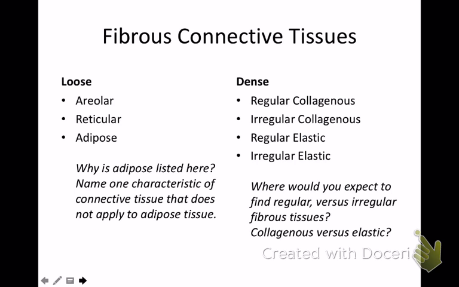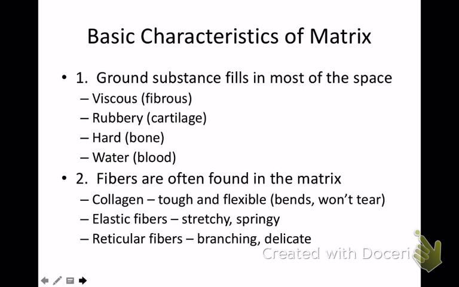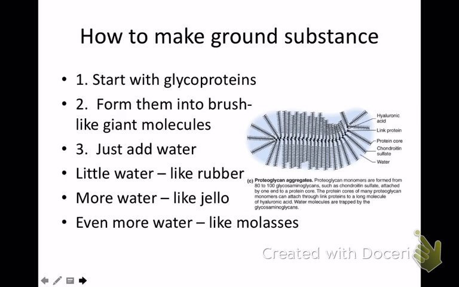All right, let's get into our categories. We have loose and we have dense. We have 3 kinds of loose connective tissue: areolar, reticular, and adipose. Can you tell me what kind of fiber is going to be found in a reticular connective tissue? What kind of fiber? Just guess. We'll go back to our fiber types to help you out. You see your 3 kinds of fibers listed at the bottom of the screen. It would be the reticular fiber.